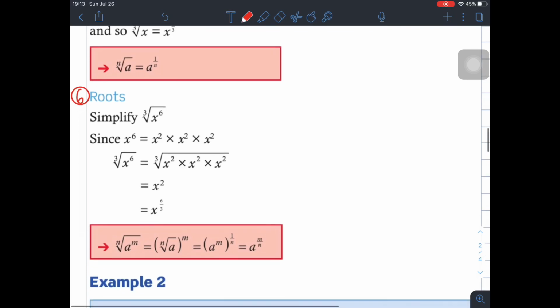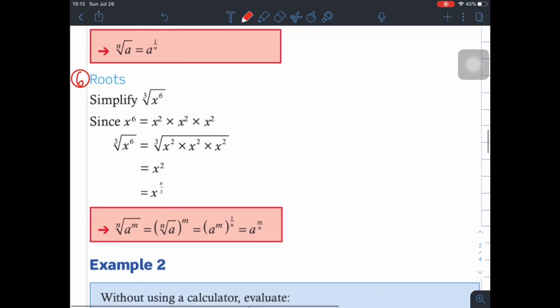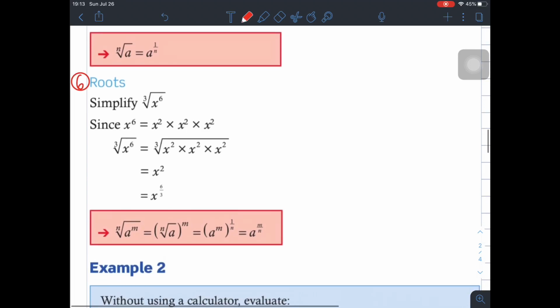So if we, for example, have x to the power of 6, the cubic root of x to the power of 6, we know that this is equal to x to the power of, and in fraction form, 6 divided by 3. It's always the number inside as the numerator and the number outside as the denominator, okay? So that's the general rule.